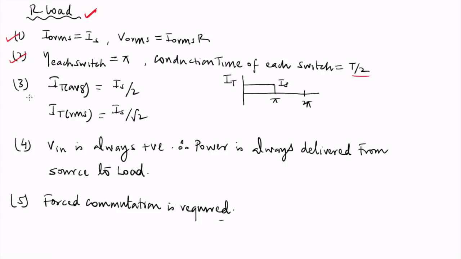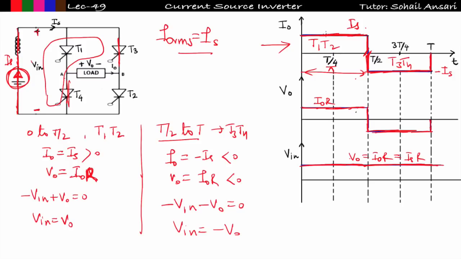Now see the third point, that is the average thyristor current, or you can say average switch current and RMS value of switch current. So see here, each thyristor is conducting for pi duration only. T1, T2 is conducting for pi, and T3, T4 is also conducting for the remaining pi.